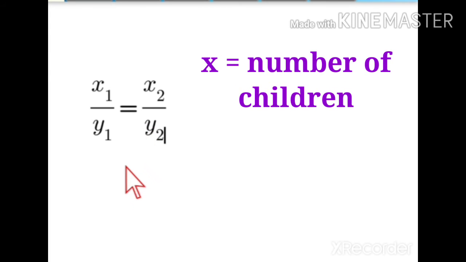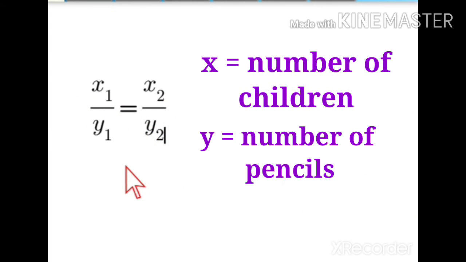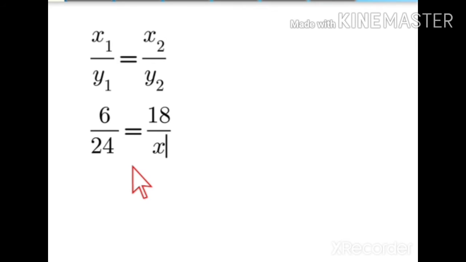We have taken x as the number of children and y as the number of pencils. So the value for x1 is 6 and the value for y1 is 24, because 6 children shared 24 pencils equally. The number of children x2 is 18, and we do not know how many pencils they will share, isn't it? So we take that as the alphabet x.